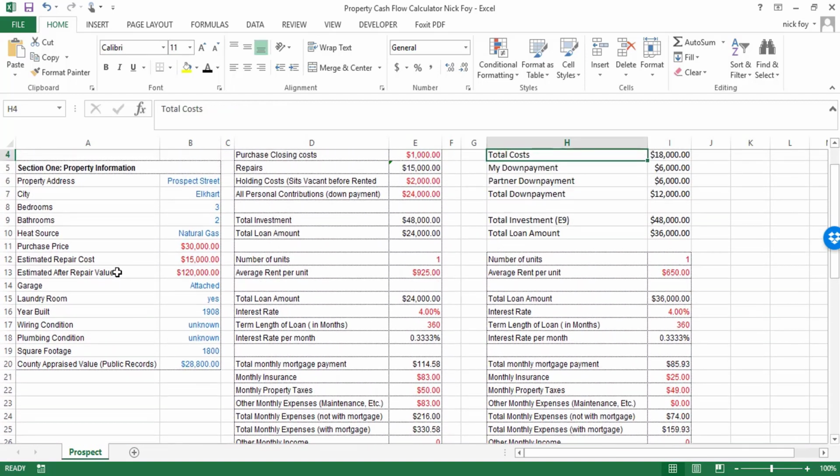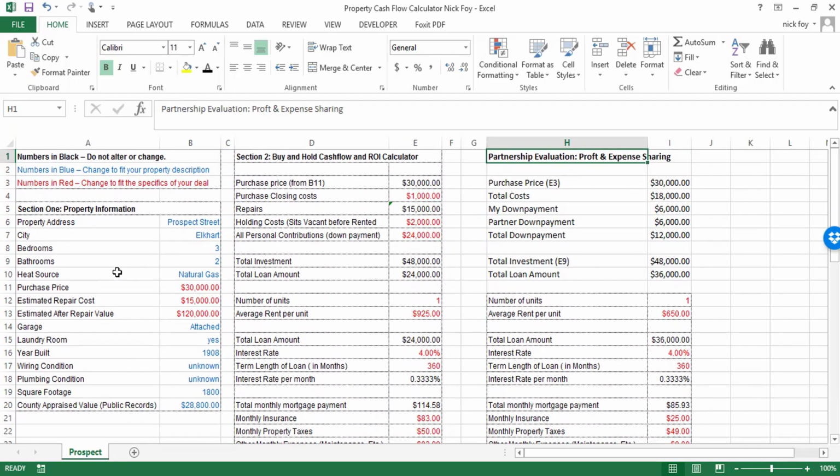And that's kind of my little rant of why I believe you should invest in real estate over stocks, just the kind of control you have to build wealth quicker than the stock market, which could tank any day. So moving on, partnership evaluation, profit and expense sharing.